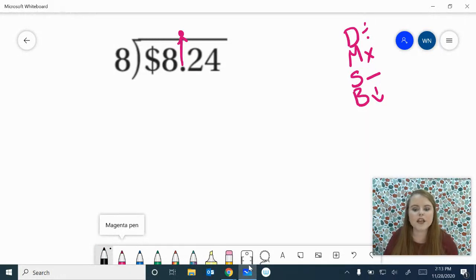First things first, we're going to divide. 8 goes into 8 one time. 8 divided by 8 is 1. Now we're going to multiply. 1 times 8 is 8. Subtract. 8 minus 8 is 0. Bring down that 2.